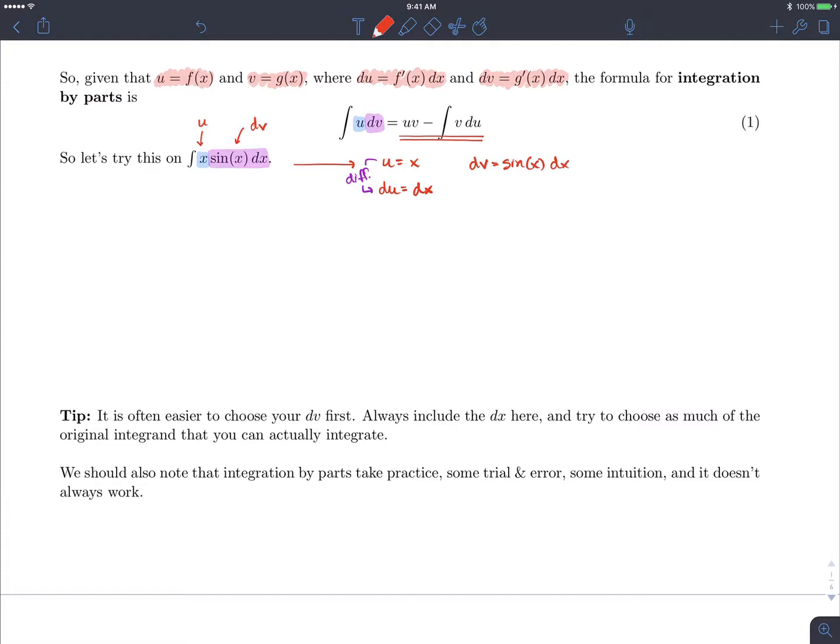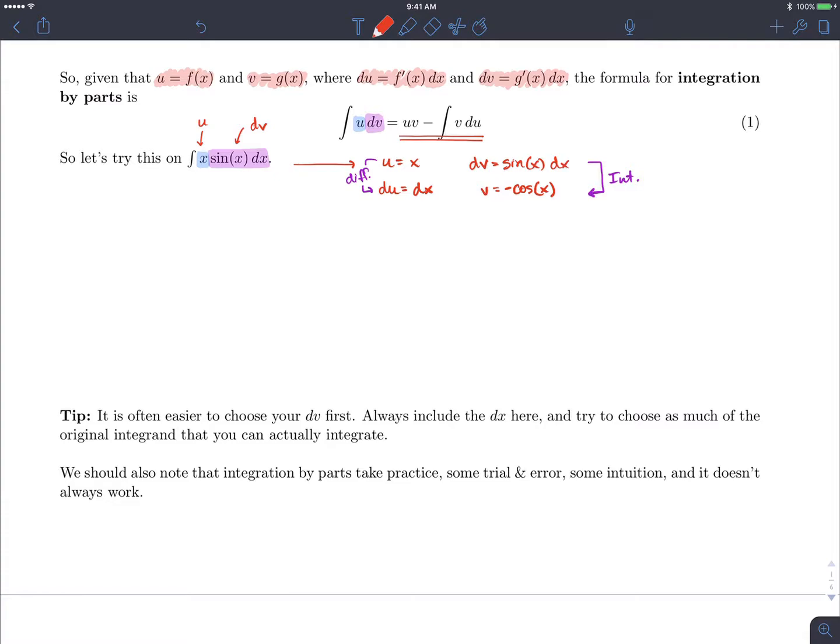Now on this other side, we've got our dv, but we need to get to v. How are we going to do that? We're going to have to integrate. So to get from sine of x dx to whatever our v is, we have to integrate in this step. The integral of sine of x is just negative cosine of x. There's also a plus c in there, and we tend to wait till the very end to include that, but it's still very important. So that's the first part of integration by parts: choosing your u and your dv, and then generating du and v through differentiation and integration respectively.